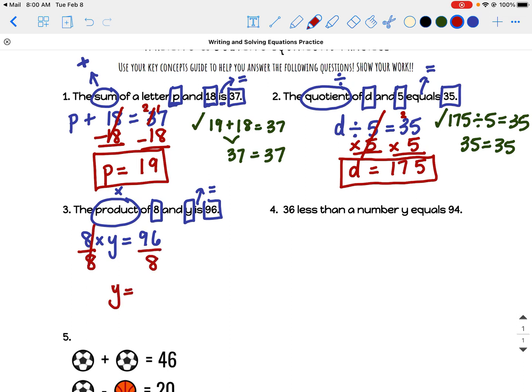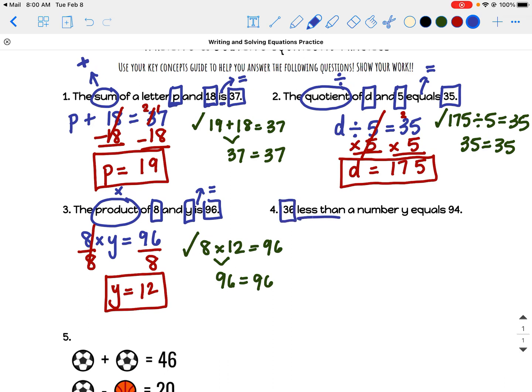And in this case, I'm going to get y equals, and once again, if you need to use a calculator, go for it, 12. Don't be confident just yet. Plug it back in. 8 times 12 equals 96. 96 equals 96. Cool. All right, and last one, 36 less than a number y equals 94.